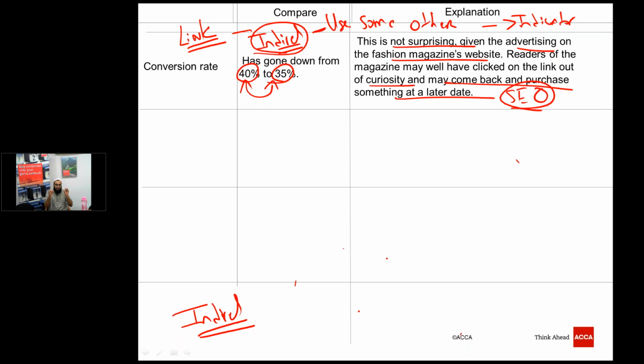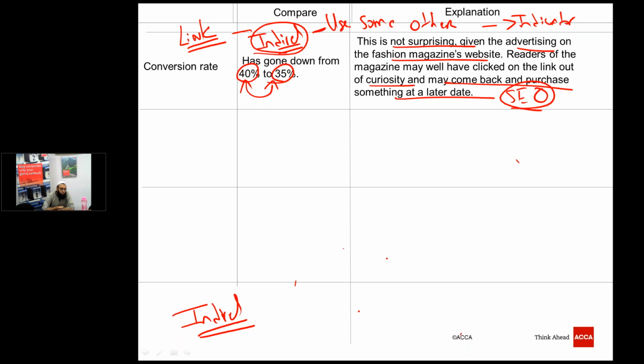People who are coming from SEO will definitely input and then see the companies and will come and make a purchase. You got my point? This is a very valid point. And see the way I'm doing an indirect link. I am linking conversion rate reduction with what? With another KPI. And what was that? That was the increase in website visits. Nothing was mentioned, but I created the link.